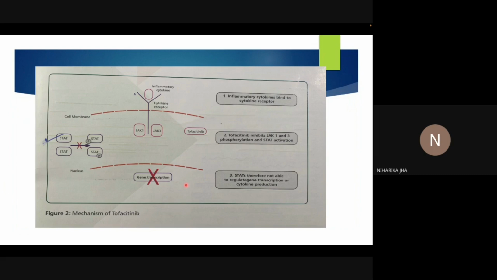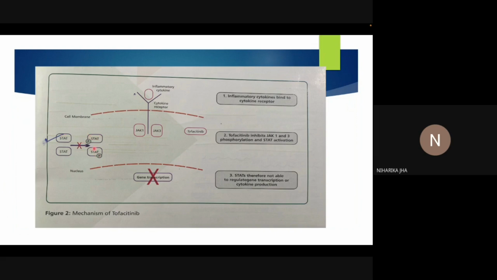So normally what happens in any autoimmune disorder, an inflammatory cytokine or might be a growth factor comes and binds to the extracellular part of the cytokine receptor or the growth factor receptor. In the intracellular part of this receptor is present the JAK, which is the Janus kinase. Once this inflammatory cytokine comes and binds to the receptor, the JAK gets activated. And what does it do? It causes the phosphorylation of STAT.